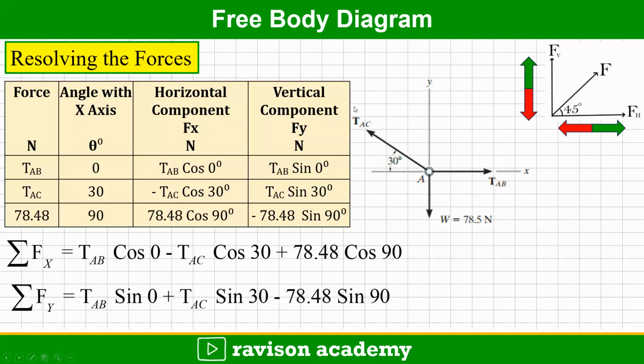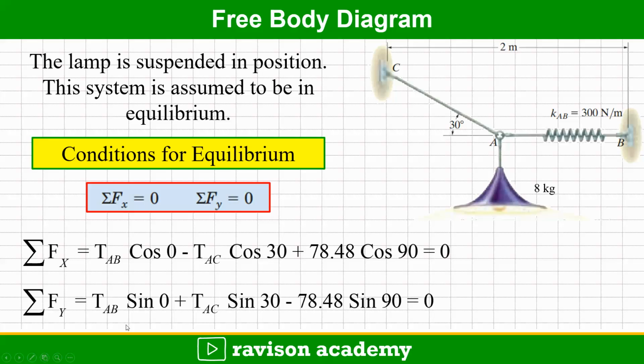After creating this table, we want to find out the summation Fx, summing up all the horizontal components, and summing up all the vertical components we will get summation Fy. So summation Fx equals TAB cos 0 degree minus TAC cos 30 plus 78.48 cos 90, and summation Fy equals TAB sin 0 plus TAC sin 30 minus 78.48 sin 90. Here the lamp is held at a position which is in equilibrium.